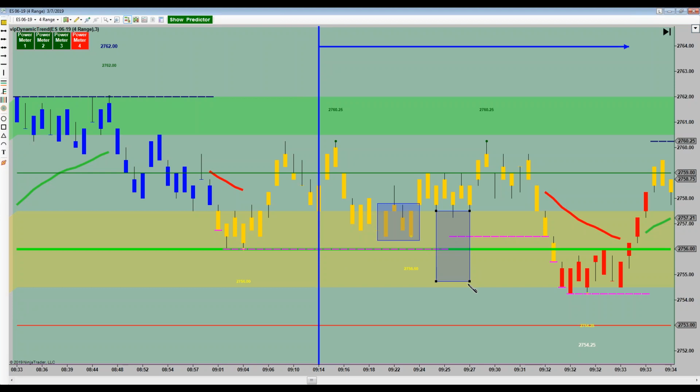I'll draw it again. If the bars are located anywhere inside of this rectangle, it is considered a mid-band trade. All right, let's do a simple exercise. Are these bars considered a mid-band trade? Yes or no?